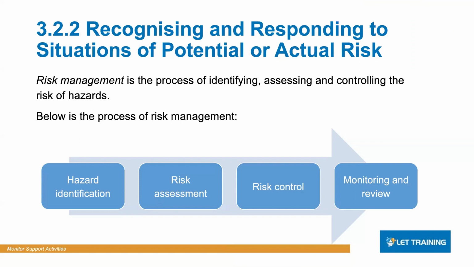So, recognizing and responding to situations of potential or actual risk. Risk management is a process of identifying, assessing, and controlling the risk of hazards. Below is the process of risk management. So, hazard identification. The first step to managing risk is to identify all hazards within the environment. This also includes identifying all possible events in which risk is presented.